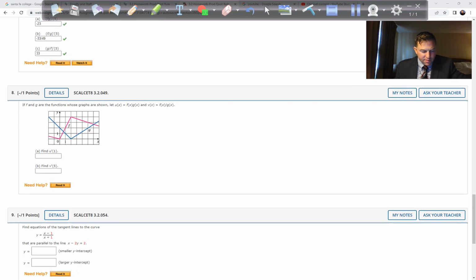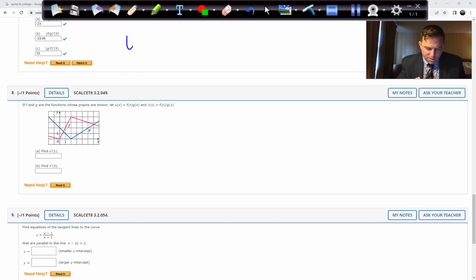Okay, problem 8. If f and g are the functions whose graphs are shown, let u of x equal f(x) g(x) and v of x equal f(x) over g(x). Find u prime at 1, find v prime at 5. So this is just wanting us to do quotient rule and product rule again. So the first one, u of x is the multiplication of f and g.